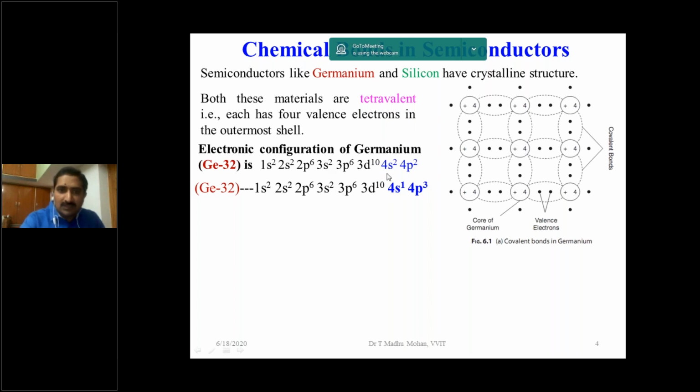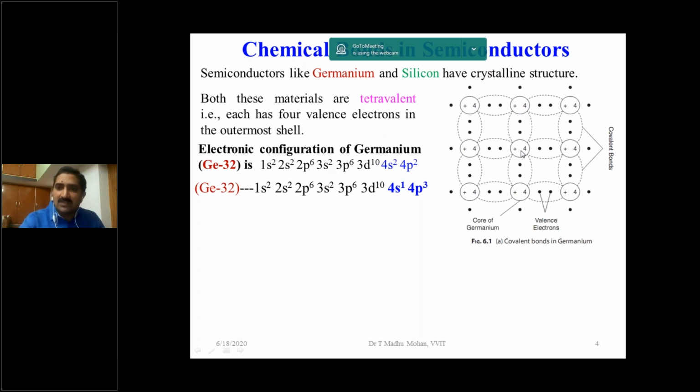The core contains up to 1s2, 2s2, 2p6, 3s2, 3p6, 3d10. The remaining 4 electrons, 4s1 and 4px, 4py, 4pz, are the 4 valency electrons, shared with 4 other atoms. This is the first atom, second atom, third atom, fourth atom. This is also a germanium atom.